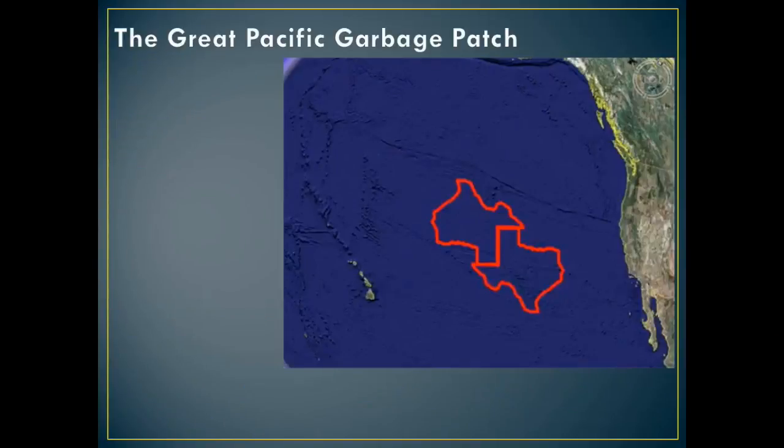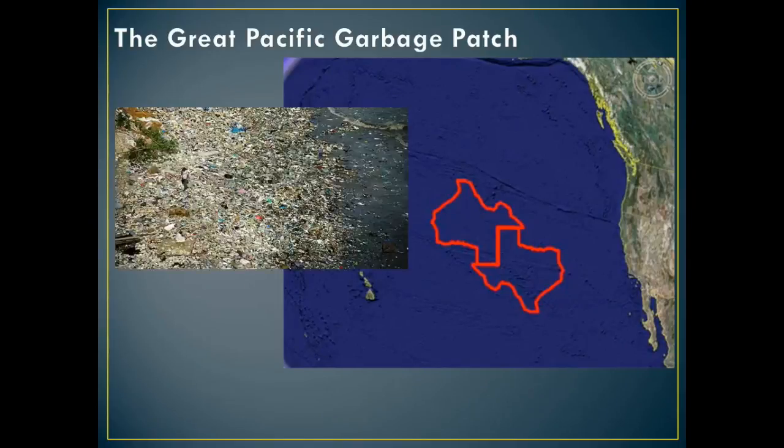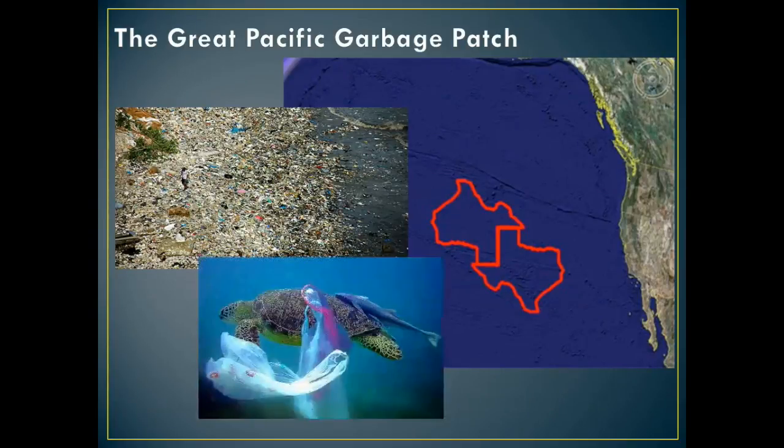The Great Pacific Garbage Patch is approximately twice the size of Texas. Trash from humans is concentrated into an area due to circular ocean currents. Animals can get caught in the garbage or mistake it for food, resulting in injured or dead animals.